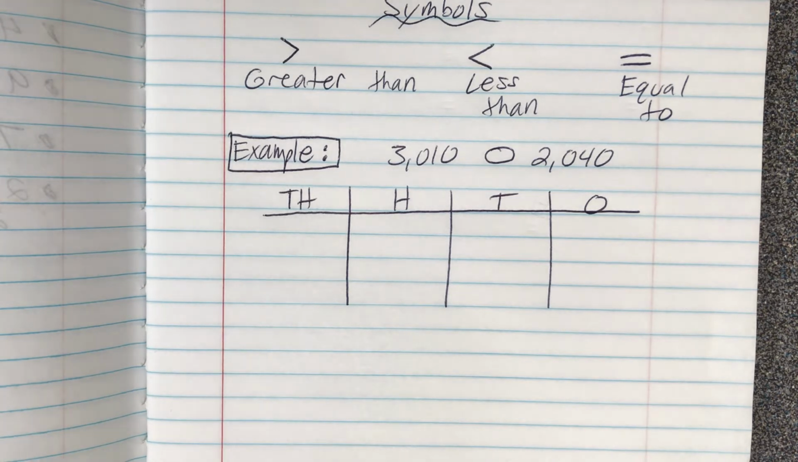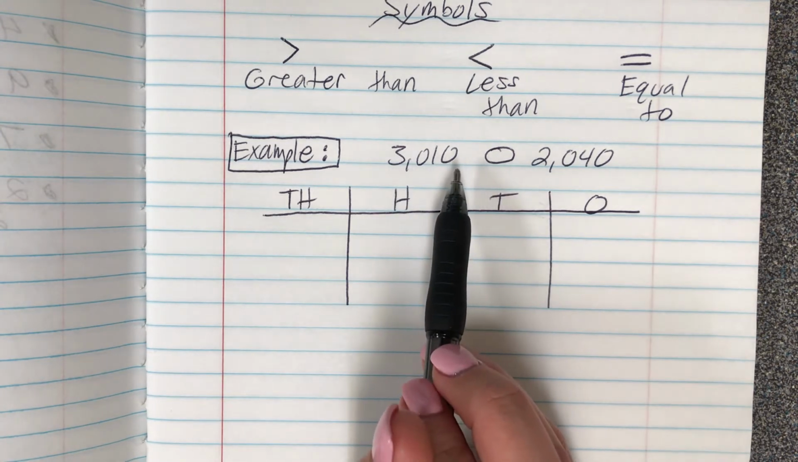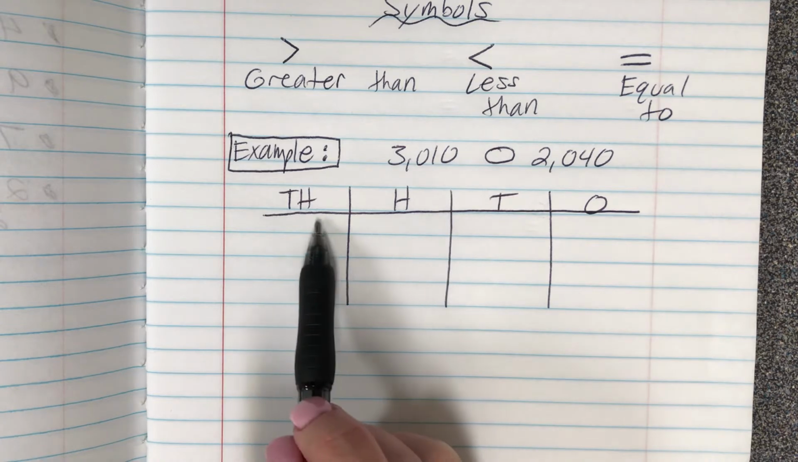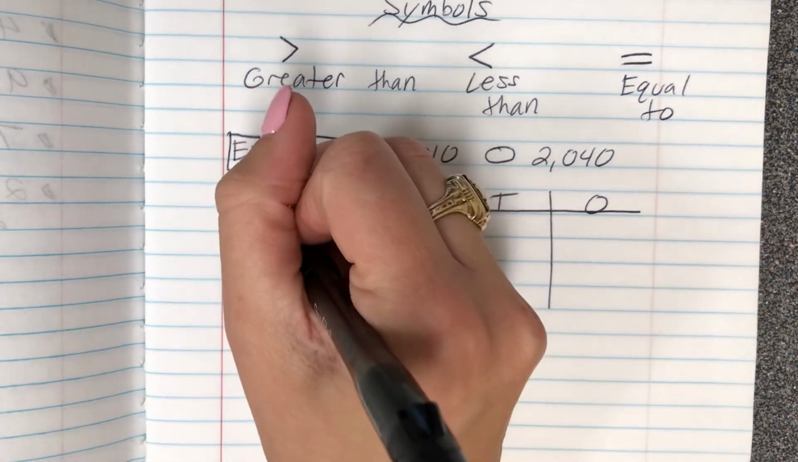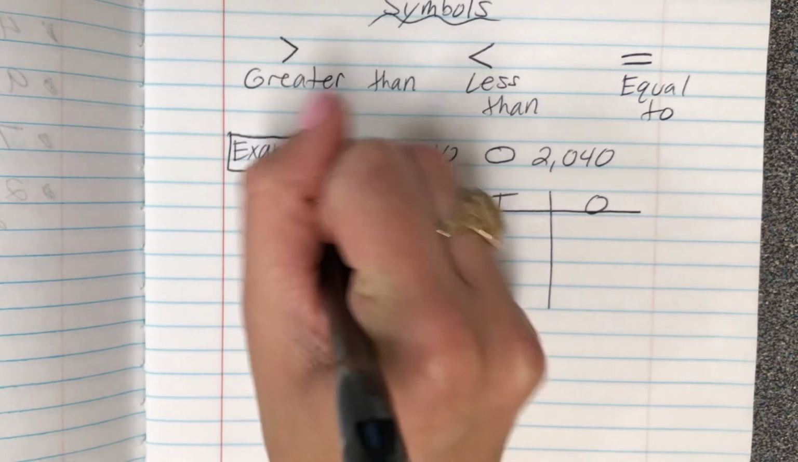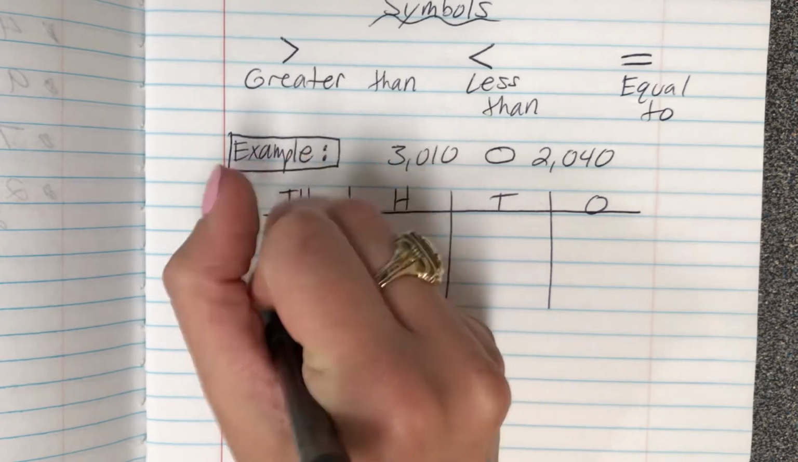All right, guys. So the way that we're going to represent these two numbers, I'm going to start with the first number we were given, 3,010. So what I'm going to do is write 3,000s and then 10. So I'm going to write 1,000, 1,000, and 1,000.